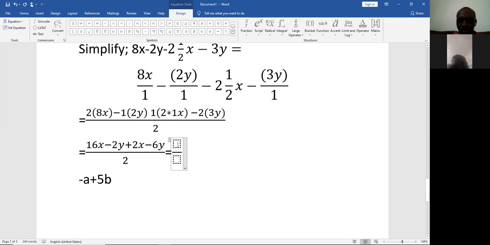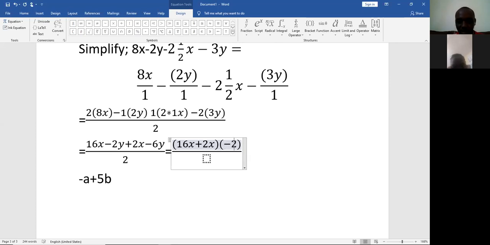The like terms together, so you're going to here have what? You're going to have 16x minus 2x. And then here you can have another bracket here. Remember, you're not multiplying, okay? You're not multiplying here, so don't confuse with that. Then the other one, you're going to have, this is plus. This is not minus. This is plus. Plus 2x. Then here I have minus 2y minus 2y minus 6y all over 2.